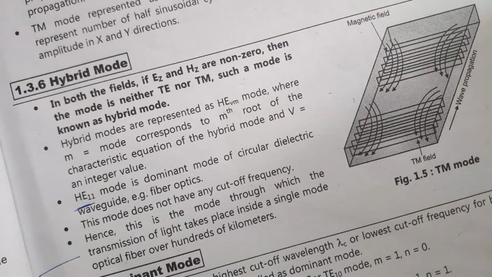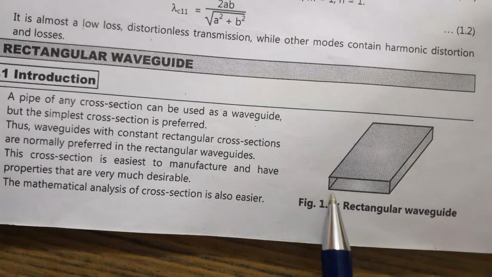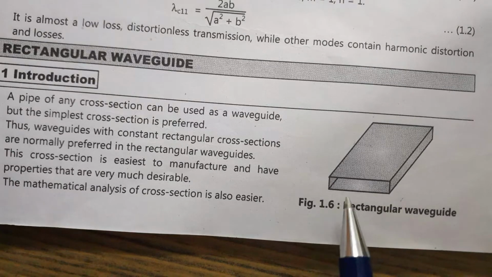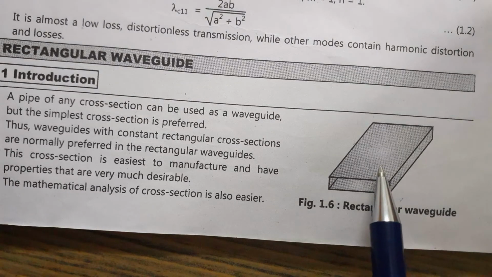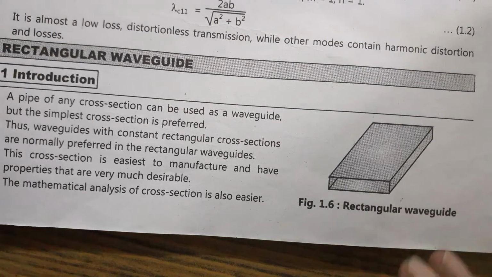Okay. Now, just remember, we will go for the rectangular waveguides. So this is a rectangular waveguide. The hollow pipe has a cross-sectional area, that is A and B. These are the two cross-sectional dimensions, basically used to transmit the electromagnetic waves inside these pipes. Generally, there are three types of waveguides: rectangular waveguide, circular waveguide, and elliptical waveguide.